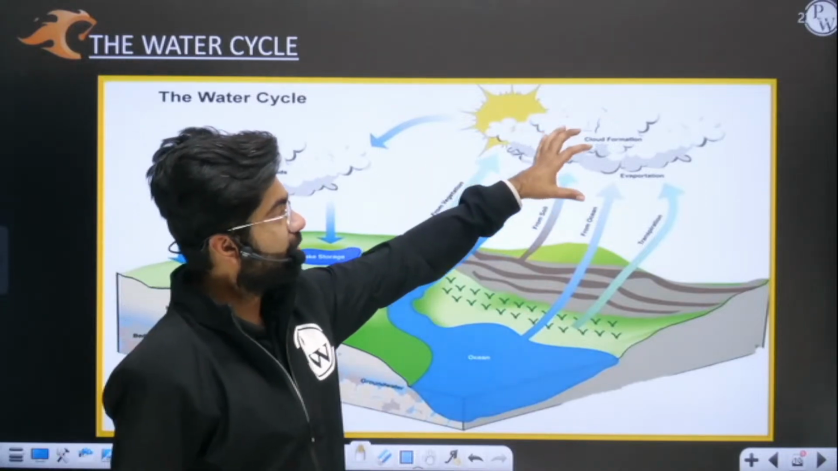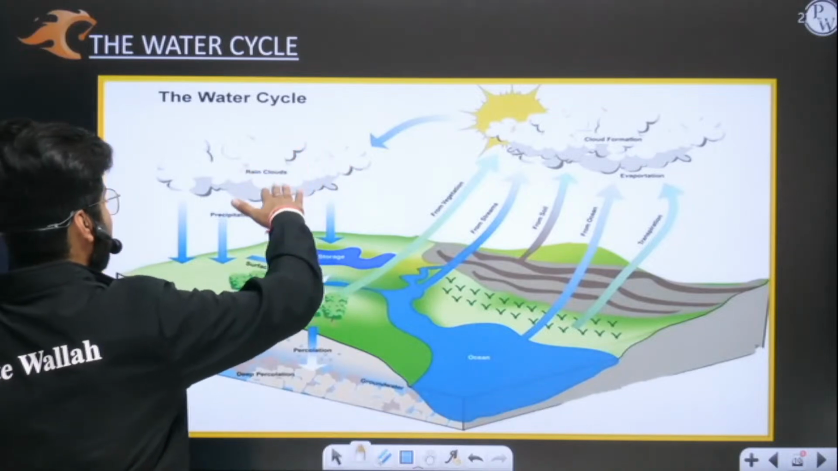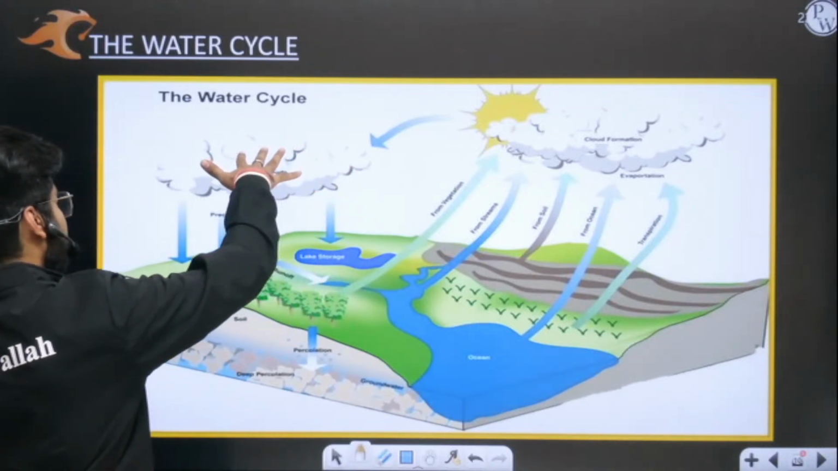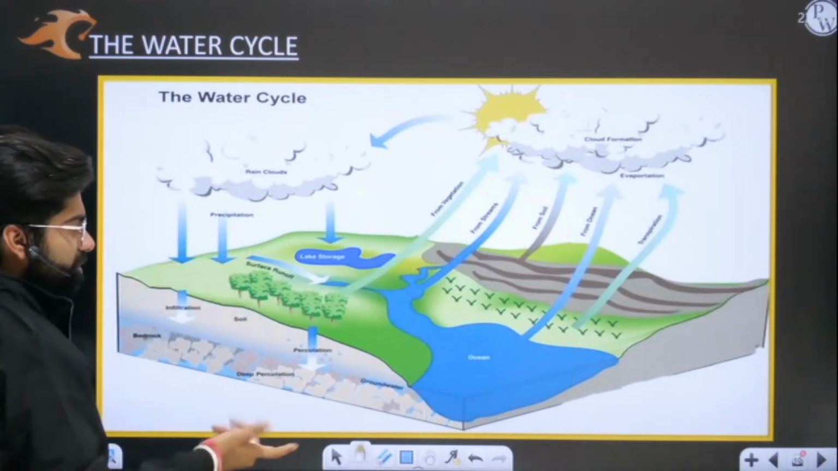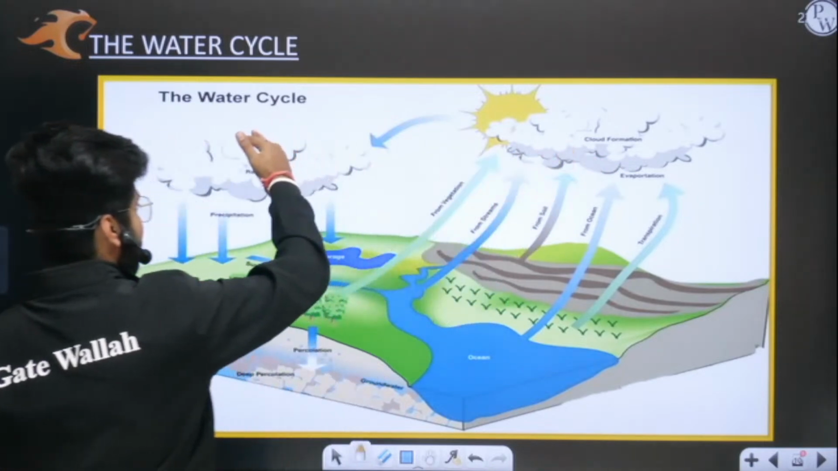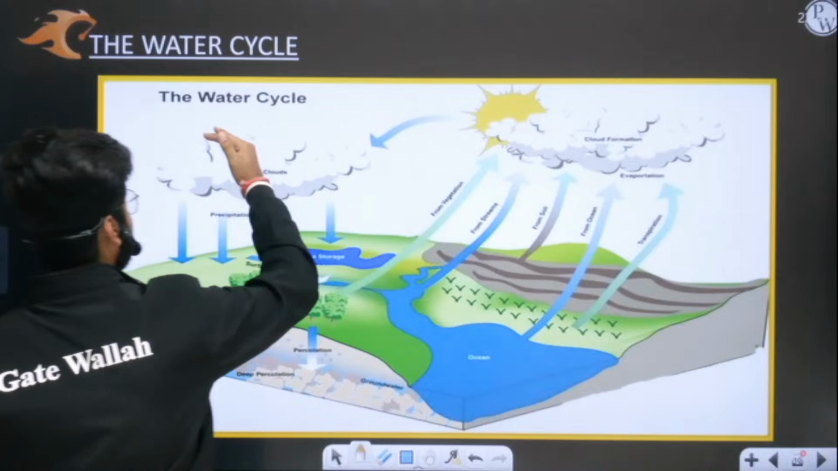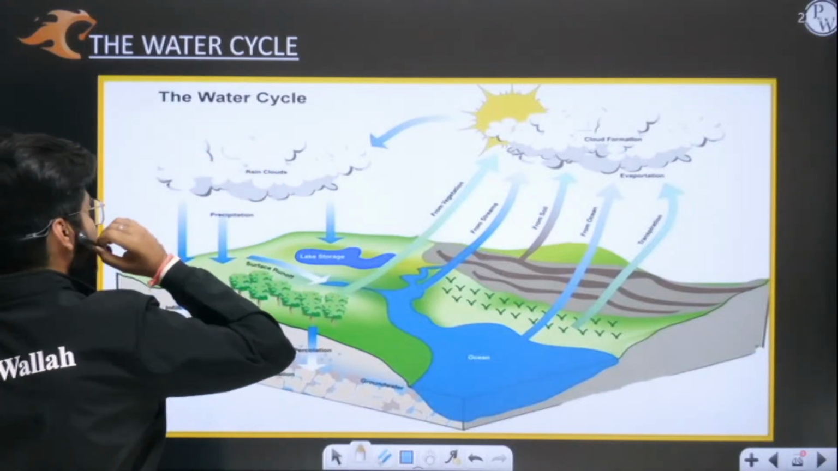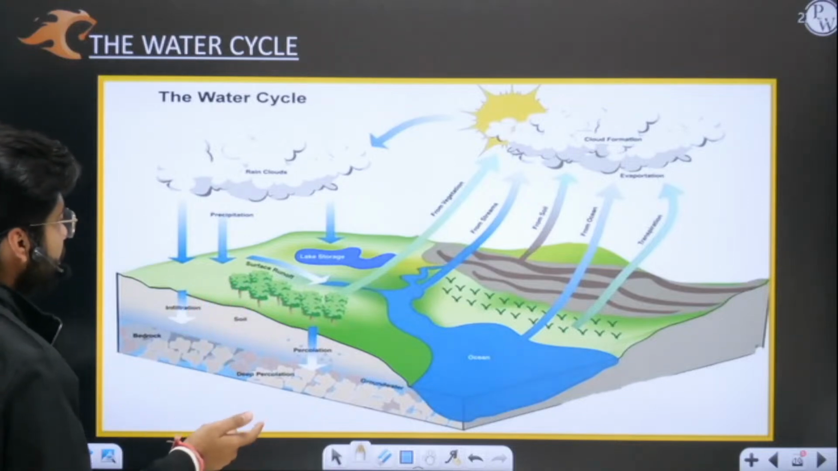After this, precipitation will happen, and clouds will precipitate water, and that water will fall on the land masses. So sir, you are simply saying evaporation is there, then precipitation is there. Yes or no? Firstly evaporation is there, and then rainfall will happen on the ground, or on the land masses. That is the precipitation part.